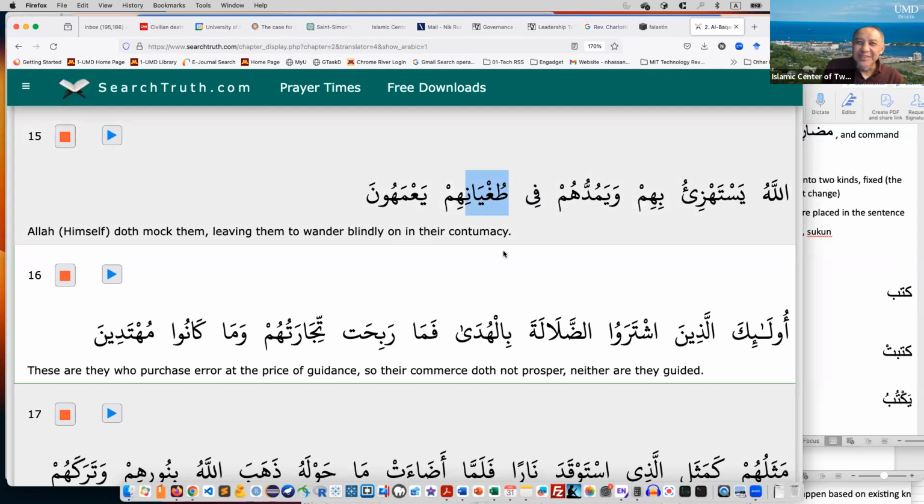So remember, what's the rule? What did we say? It's an ism, yes. Because it's a fee before that word, the word that comes after it has to be an ism. Fi tughyanihim. So in what? In their behavior of going overboard. They're crossing the lines. So tughyan means to cross the line, to go overboard. That's how it is.